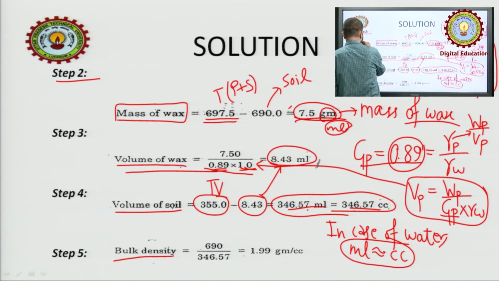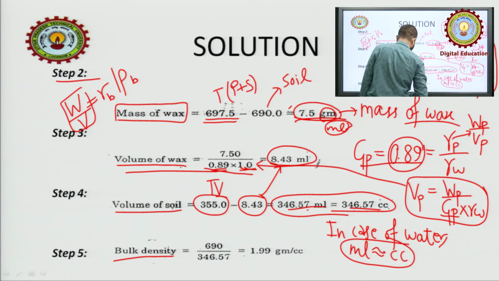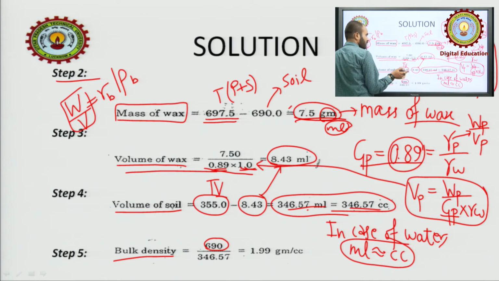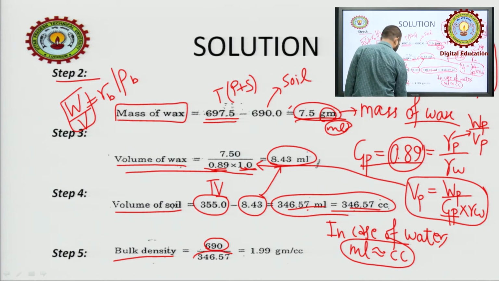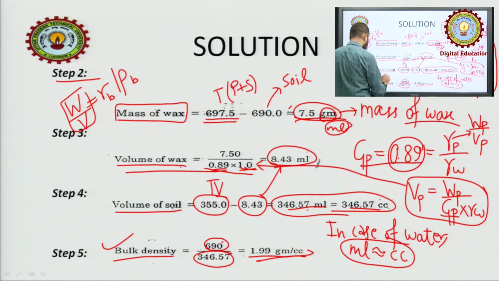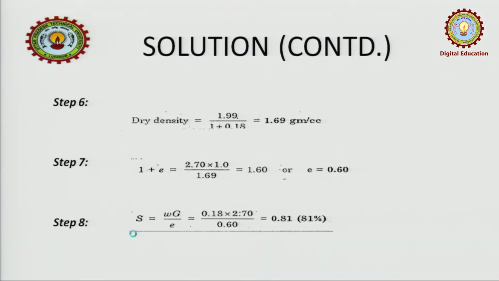We will be using total weight upon total volume. This is bulk density, gamma b, or you can say rho b. In this case, this is the total weight of the soil, which was given in the question, and this is the volume which we just calculated. So W by V is your answer for bulk density. So one part is completed. I think you have understood. So let us see how the other parts are calculated.